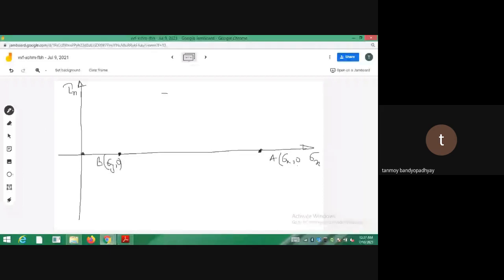Next, you plot 2 points A and B such that the distance OA is equal to sigma x, and the distance OB is equal to sigma y. Third step is you bisect the line AB, so that you get the center of the circle. OA is sigma x and OB is sigma y. If I bisect the two, the coordinate of this point C will be sigma average comma 0. So we have got the center of the Mohr circle. Okay?